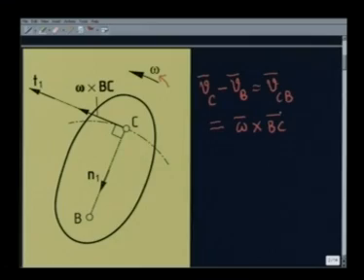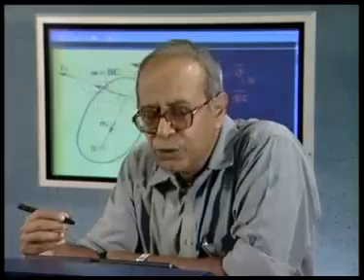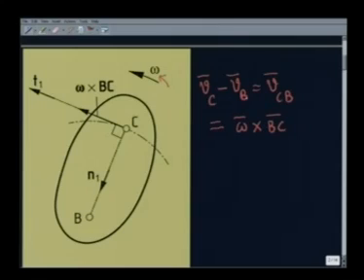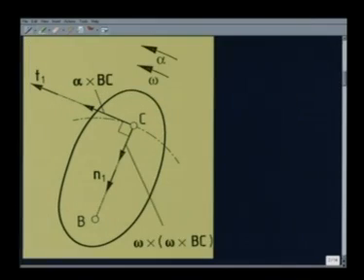So, this is one very basic result which we will be using very frequently in our subsequent velocity analysis, that if we consider two different points B and C on the same rigid body whose angular velocity is omega, then the difference of the velocities Vc minus Vb is given by omega cross BC.